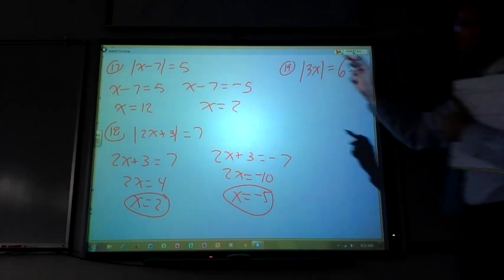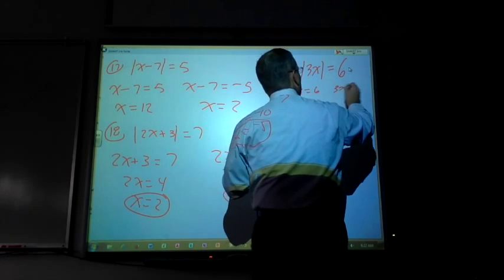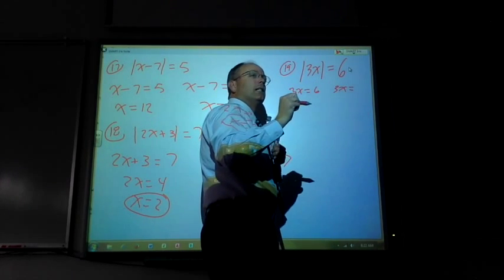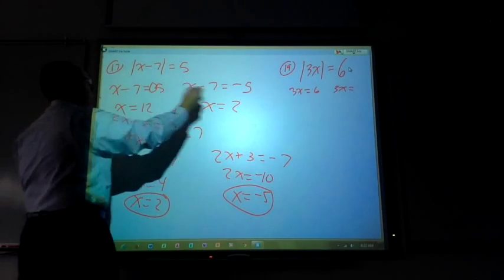So each of these made 2, so I get 3x is equal to 6, and 3x is equal to... What's taking place here?